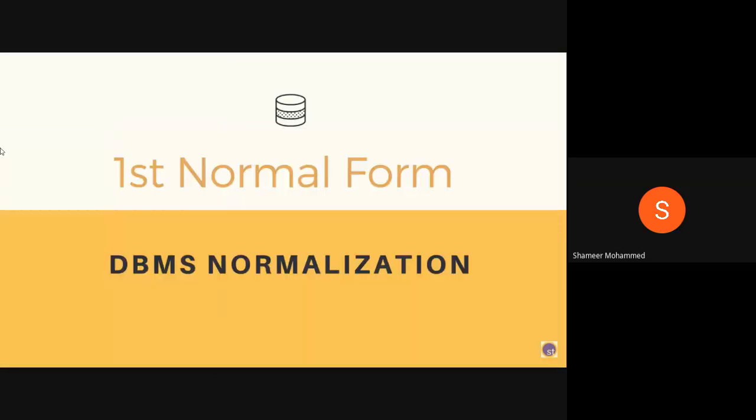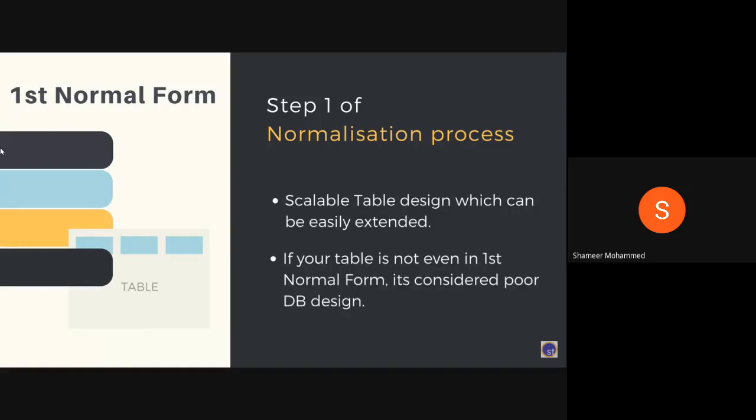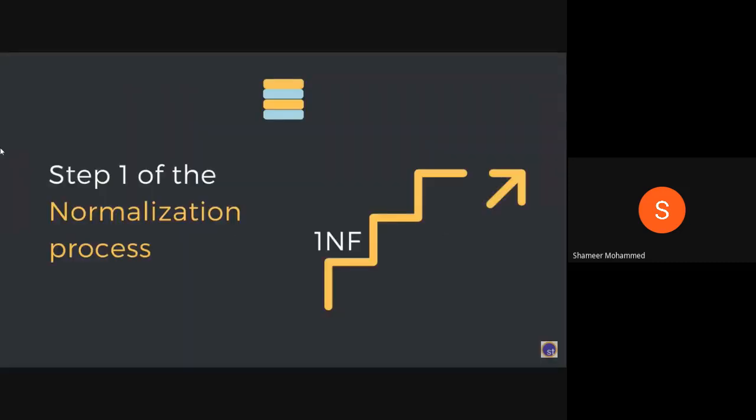In this video, we will learn about the first normal form, which is like step 1 of the normalization process. The first normal form expects you to design your table in such a way that it can easily be extended and it is easier for you to retrieve data from it whenever required. If a table or a database is not even in first normal form, it is considered as bad database design. So we can say first normal form is the basic requirement, and to follow this should become your default nature while creating tables to store data. Also, it is step 1 to move on to second and third normal form.